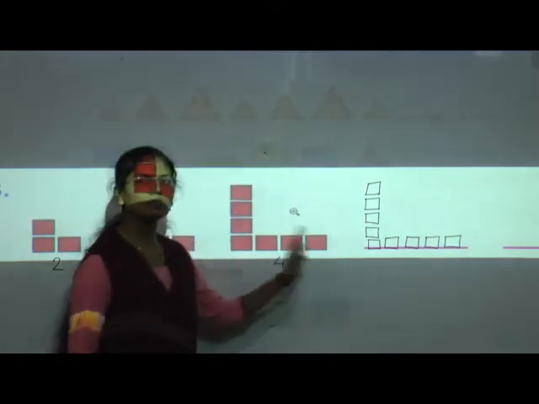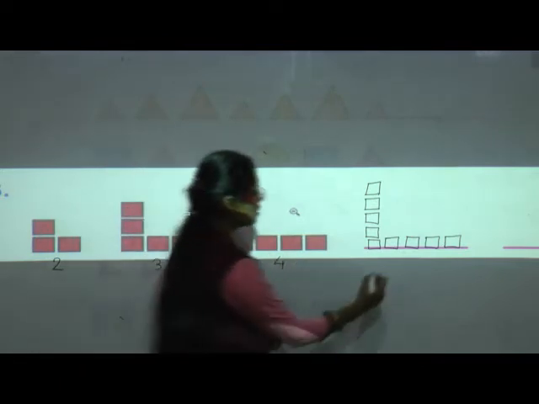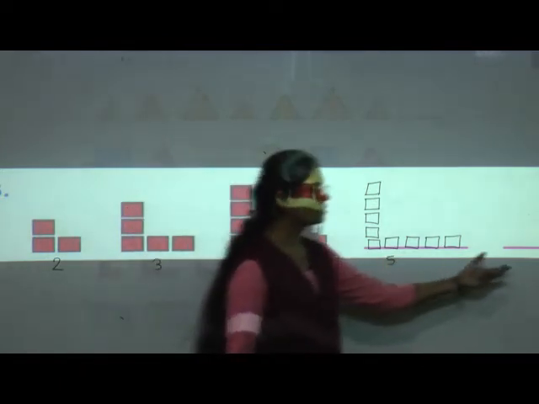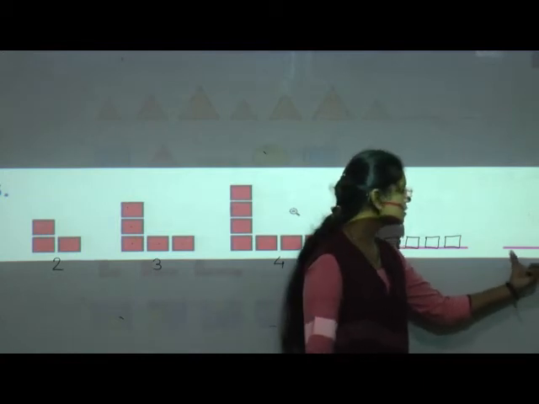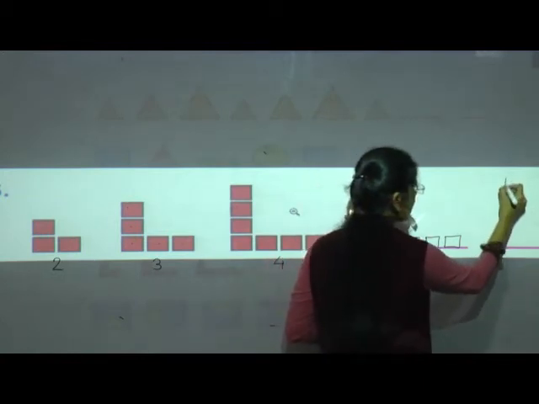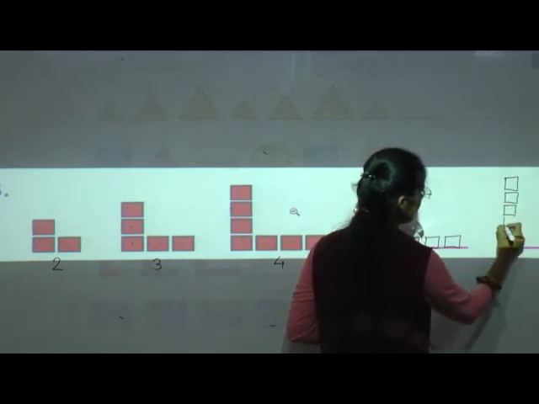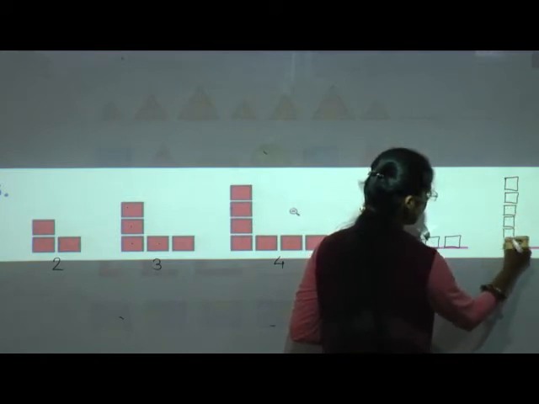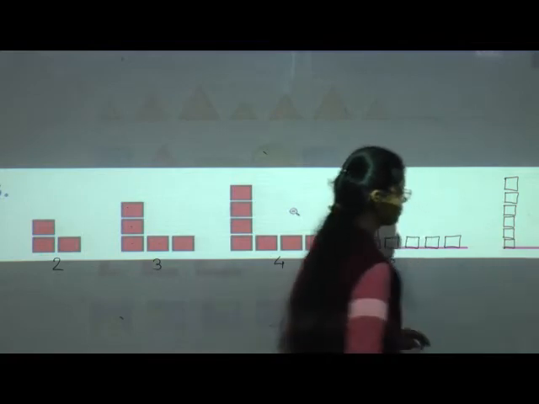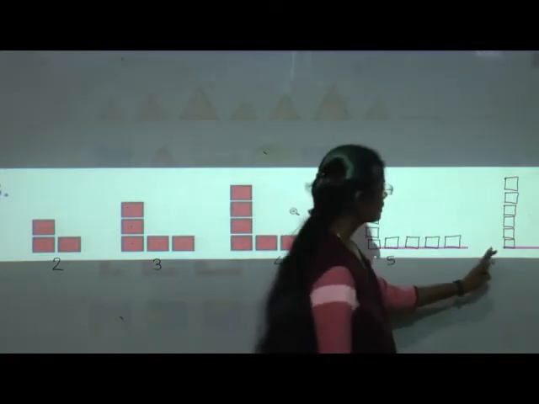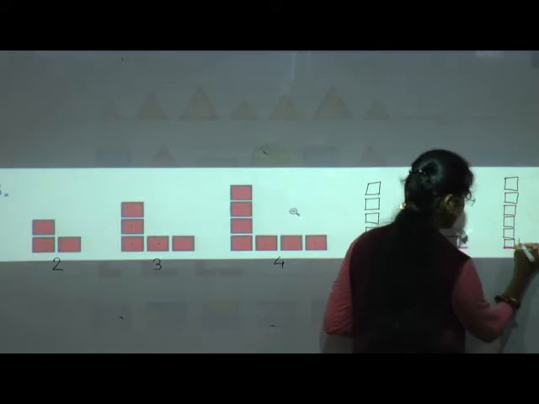And color it with red color. Then after 5, how many squares will come here? Exactly. Here 6 squares we should draw here. 1, 2, 3, 4, 5 and 6. Vertically we have drawn. Then we will draw horizontally also.